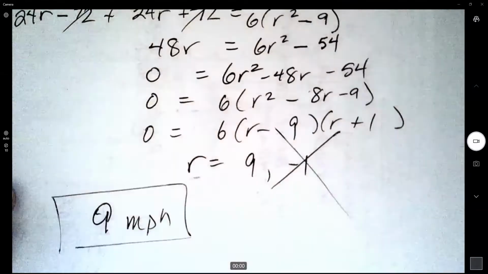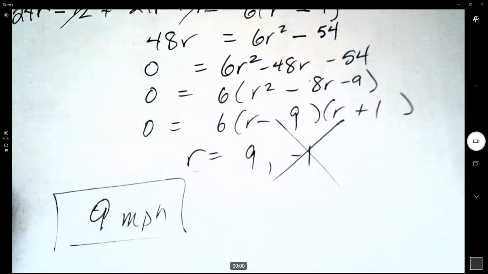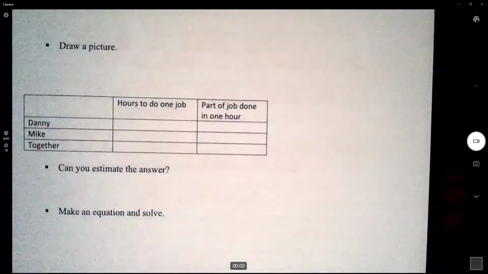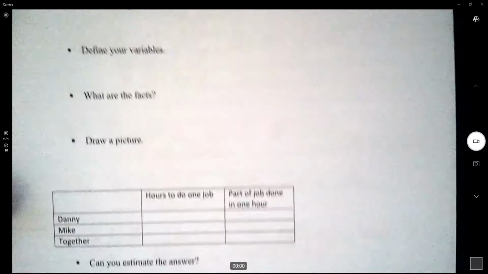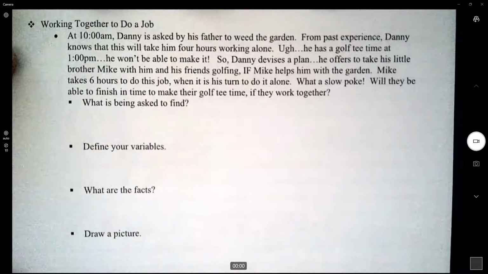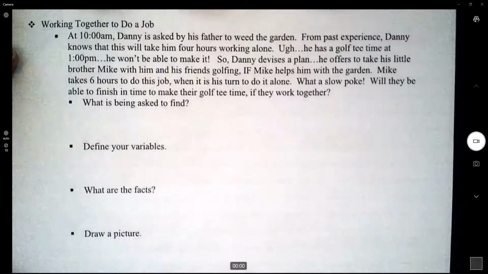Okay, let's try one more problem. This last one deals with how long it takes to do a job. At 10 a.m., Danny is asked by his father to weed the garden. From his past experience, Danny knows it usually takes him about 4 hours to do this job alone.